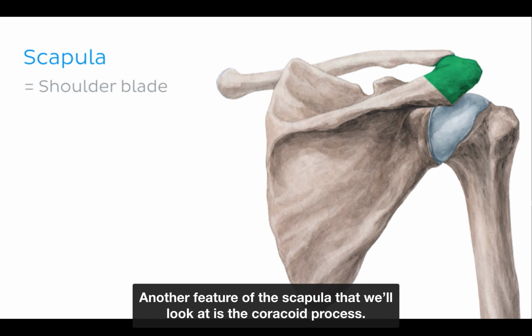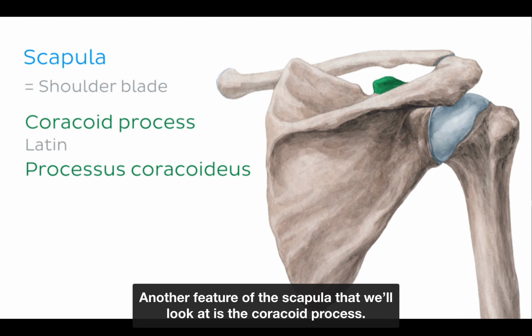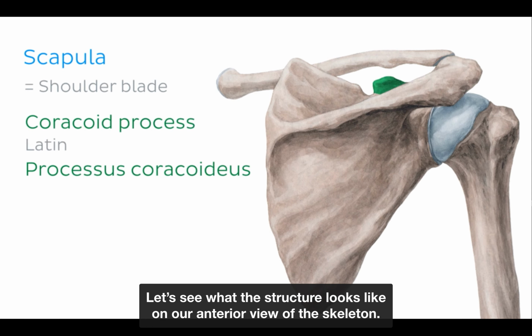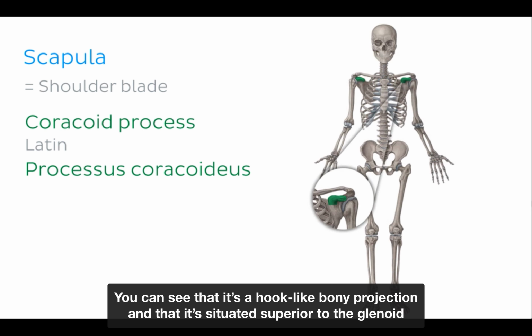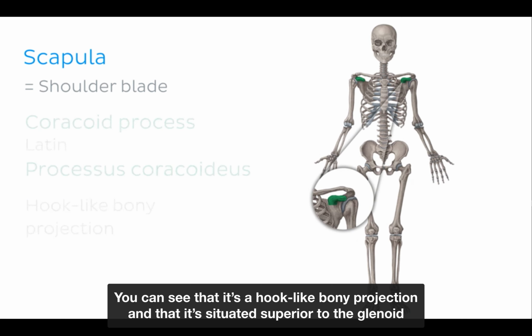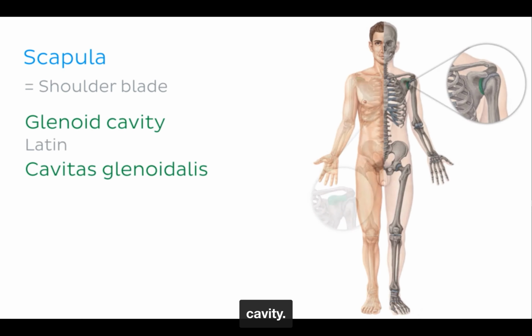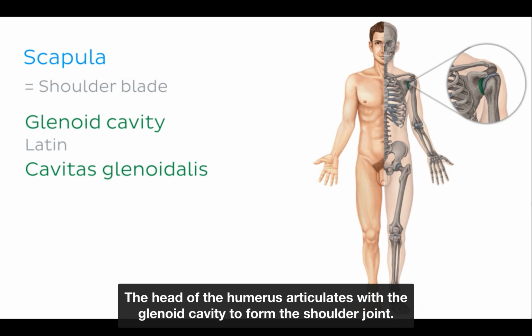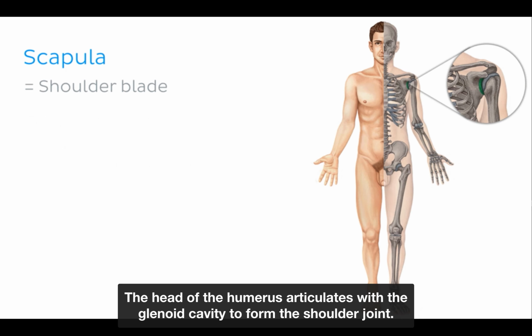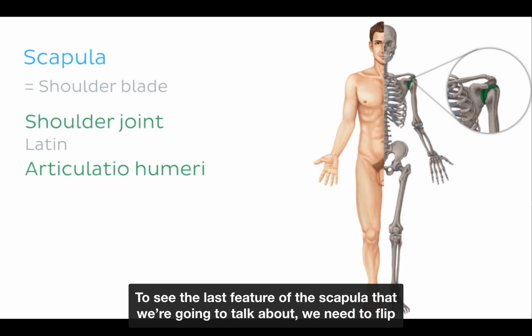Another feature of the scapula that we'll look at is the coracoid process. Let's see what this structure looks like on our anterior view of the skeleton. You can see that it's a hook-like bony projection and that it's situated superior to the glenoid cavity. The head of the humerus articulates with the glenoid cavity to form the shoulder joint.